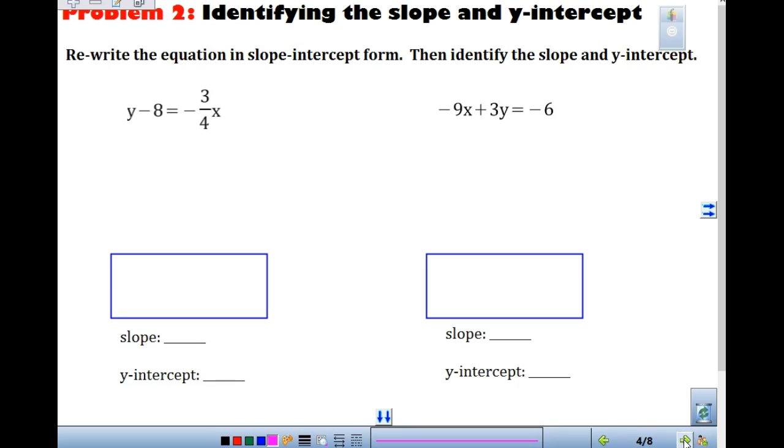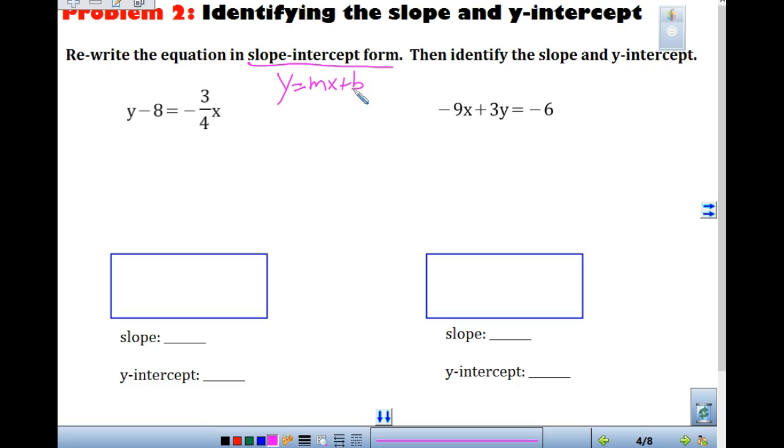Okay. So this is a little different. Remember that our slope-intercept form is going to be. Who wants to remind me what that is? Everyone, let's say it together. What's slope-intercept form? It's going to start with y. Y equals mx plus b. Awesome. Okay. We know that. Is this in slope-intercept form? Our first one. We have y minus 8. No.